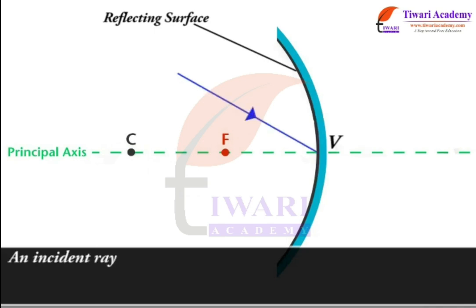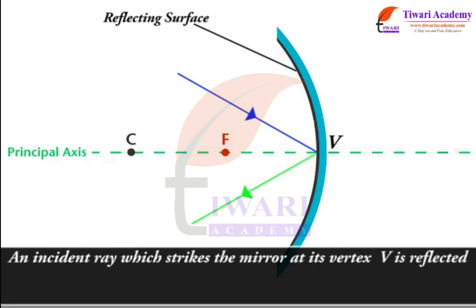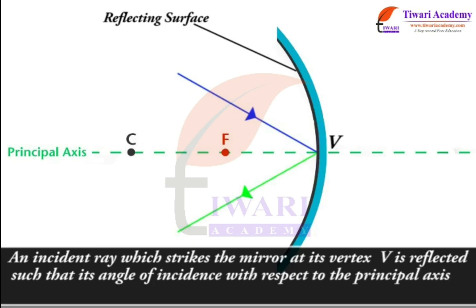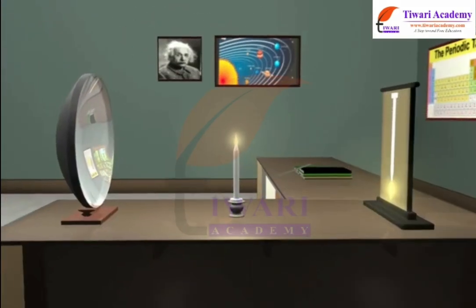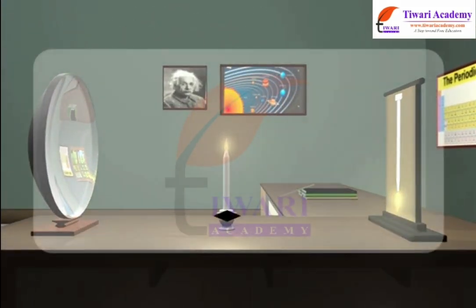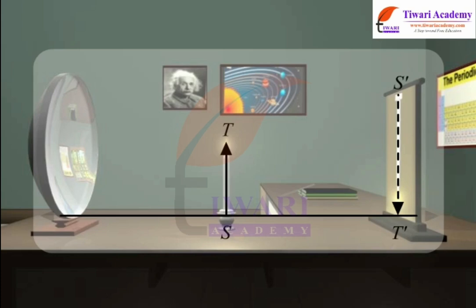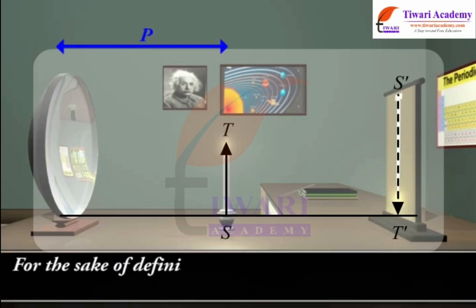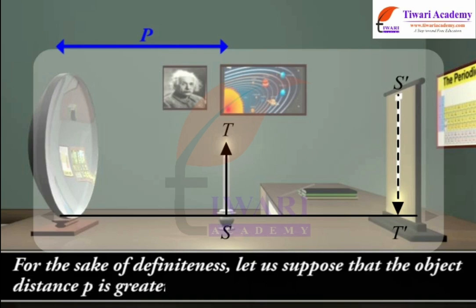An incident ray which strikes the mirror at its vertex V is reflected such that its angle of incidence with respect to the principal axis is equal to its angle of reflection. Consider an object ST which is placed at a distance P from a concave spherical mirror. For the sake of definiteness, let us suppose that the object distance P is greater than the focal length f of the mirror.